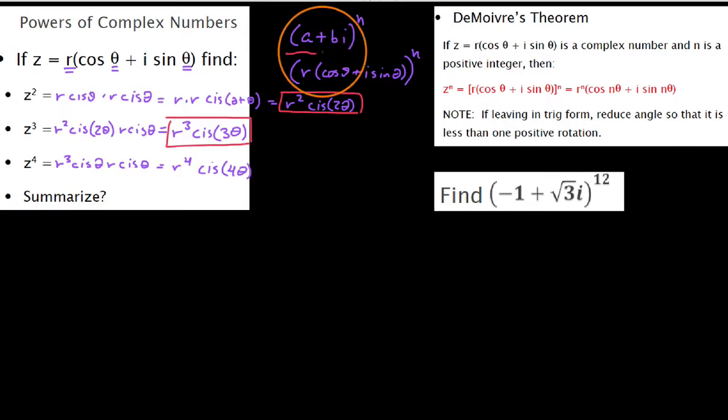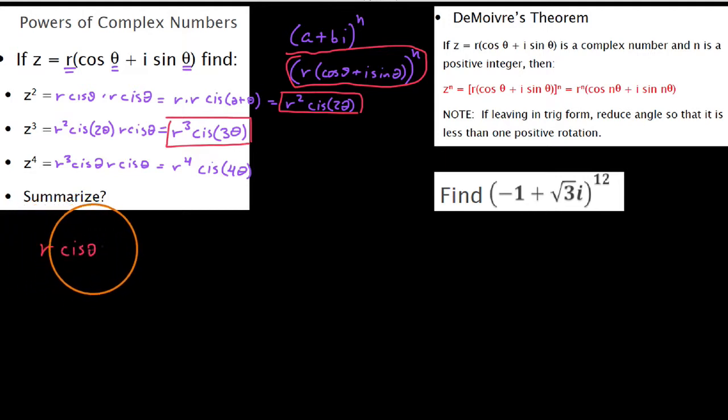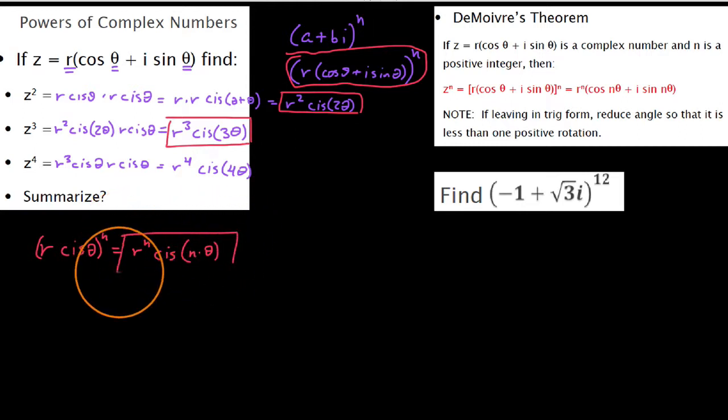So in general, looking at r CIS theta to the n, we can summarize this and say, if I'm taking r cosine theta plus i sine theta to the nth power, I'm always going to have to take r times itself n times. So I'm always going to get r to the nth in front. And as far as what the CIS is going to be, since I'm adding theta to itself n times, I'm going to have n of these thetas total.